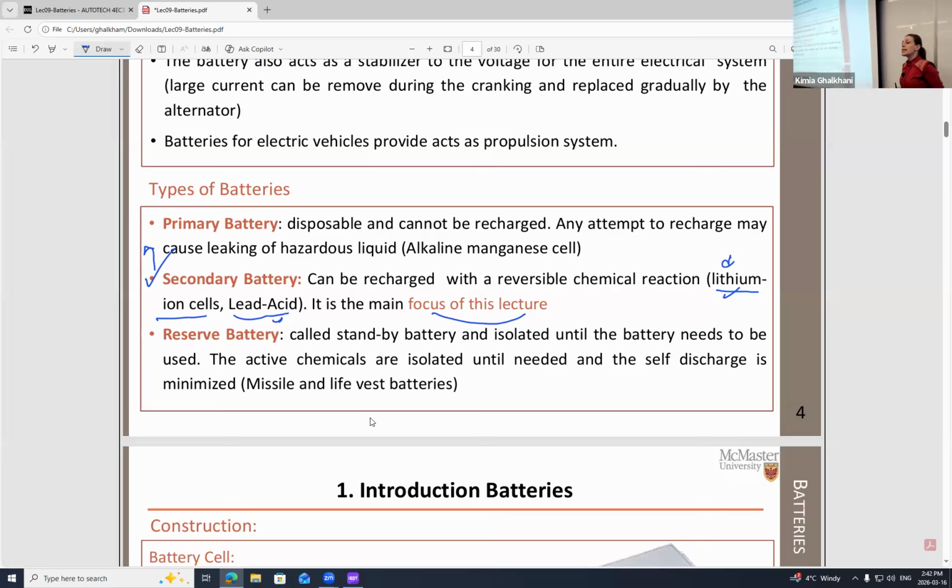Another type, which you may not have heard about too often, is called a reserve battery. What does it mean when we say reserve? Again, before everything, reserve batteries are a type of primary battery, meaning they are not rechargeable. You can use them only one time. But the main difference between a reserve battery and a primary battery is the way they are designed. Primary batteries, even if you store them, are still active.